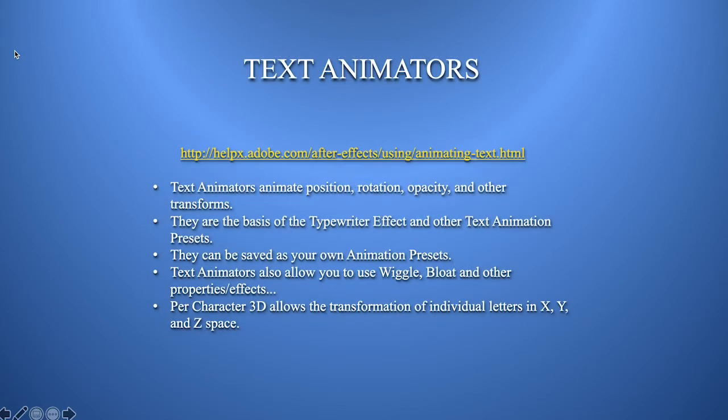Text animators are important. You should know how to do your own text animators. Text animators animate the position, rotation, opacity, and other transforms. They are the basis of the typewriter effect and other text animation presets. They can be saved as your own animation presets. You can look that up in some of the Adobe help. Text animators also allow you to use wiggle, bloat, and other properties or effects. Per Character 3D allows the transformation of individual letters in X, Y, and Z space.